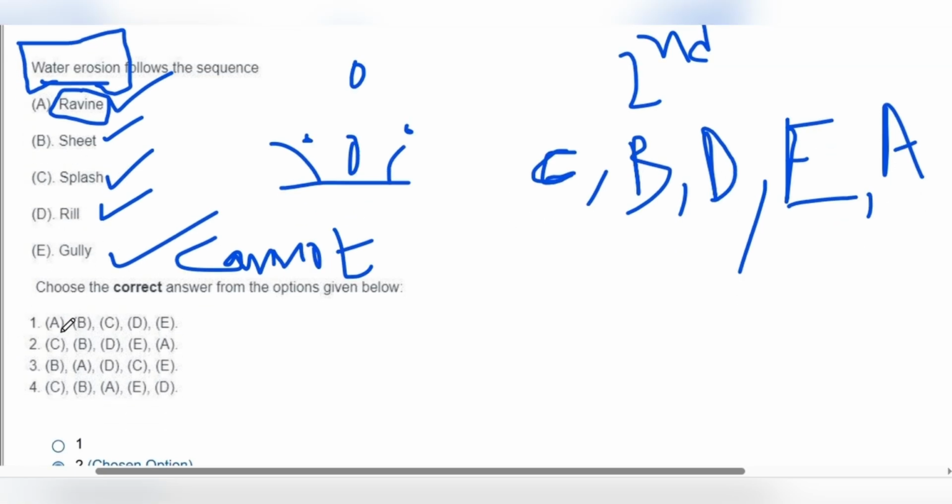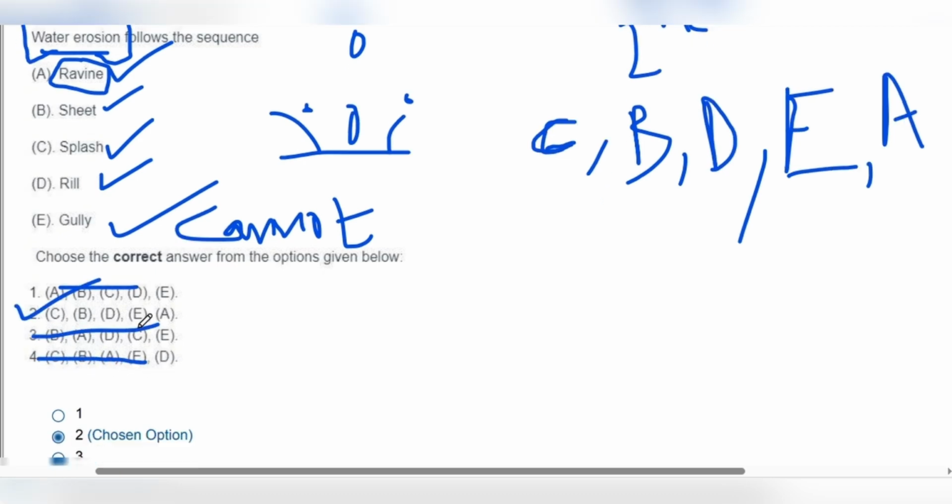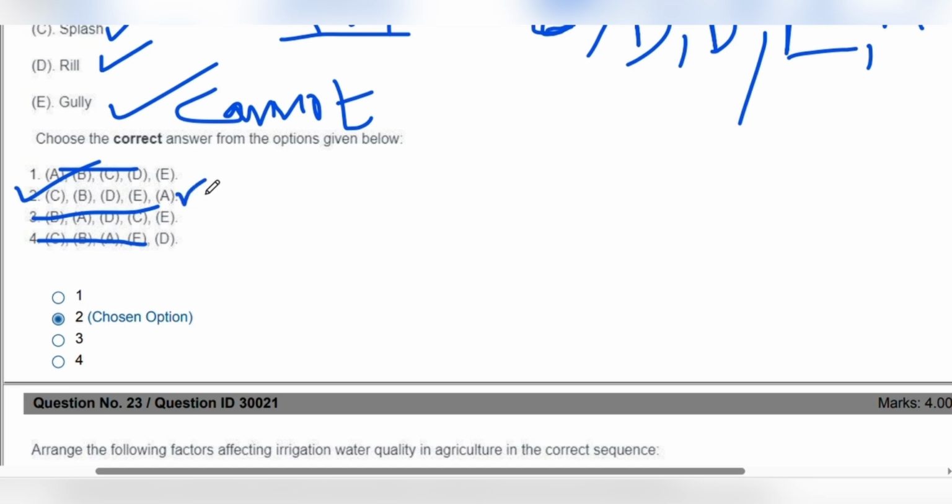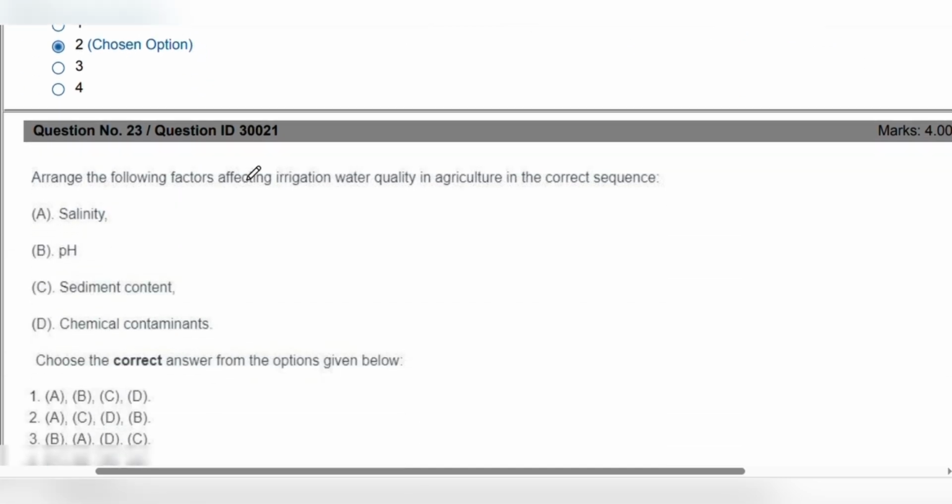1, no. B is, yeah, true. Option 2 is the correct answer. C, B, D, E, A. So option 2. Nice. Moving on.